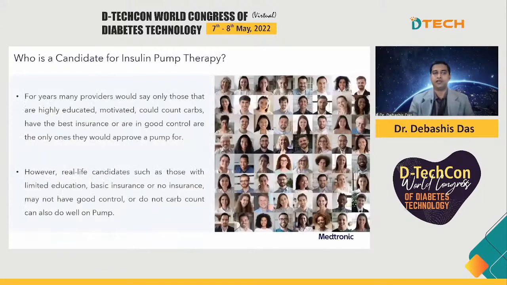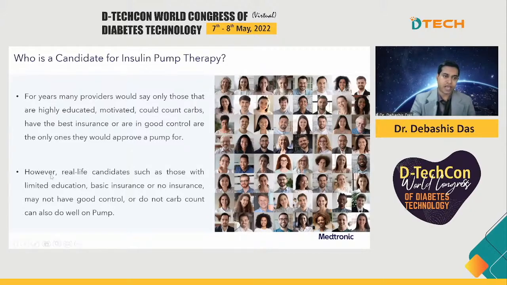Now, first question is, who is a candidate for an insulin pump set? I think a no-brainer. I think every type 1 diabetes should be given this option. Everyone. In most of the countries, this is standard of care. And most of the payers and government funding, they do support insulin pumps in most of the countries, like in USA, in European nations. In India, definitely this is lacking. I hope it starts soon.